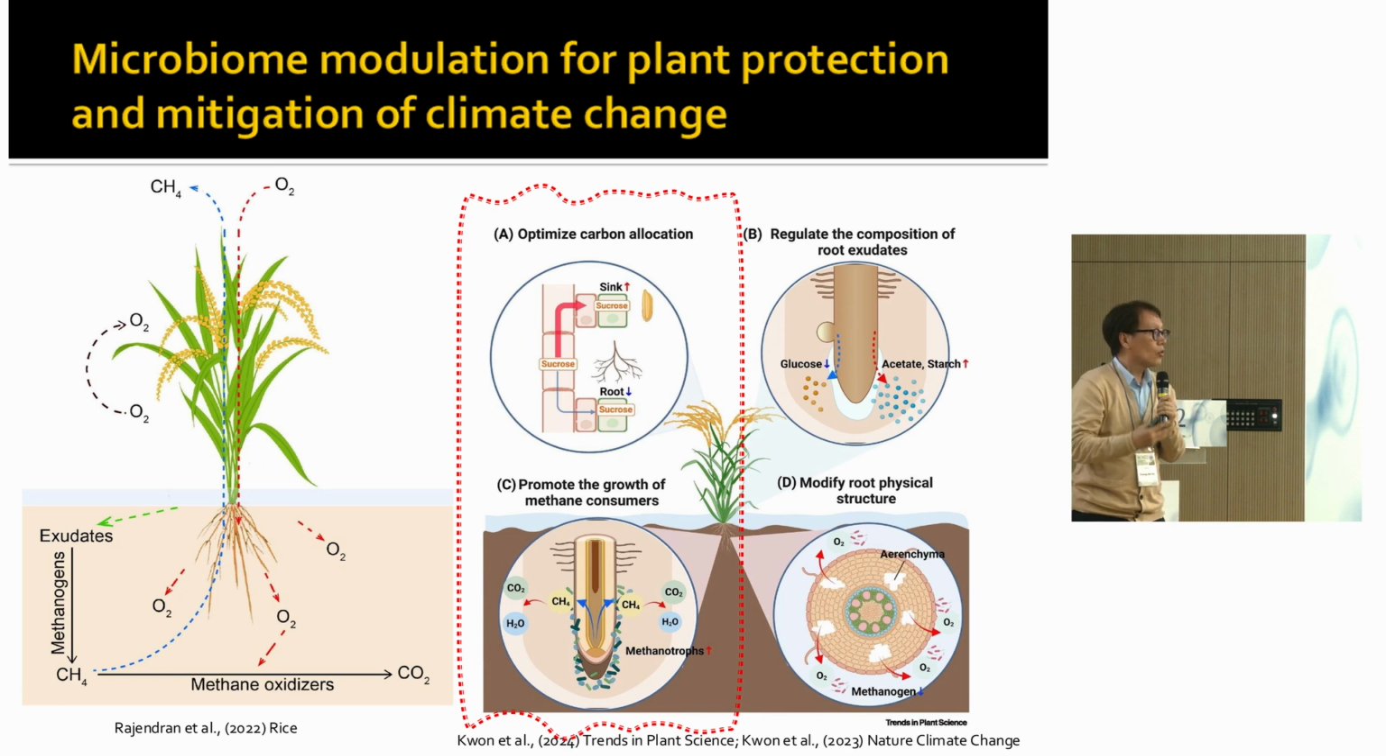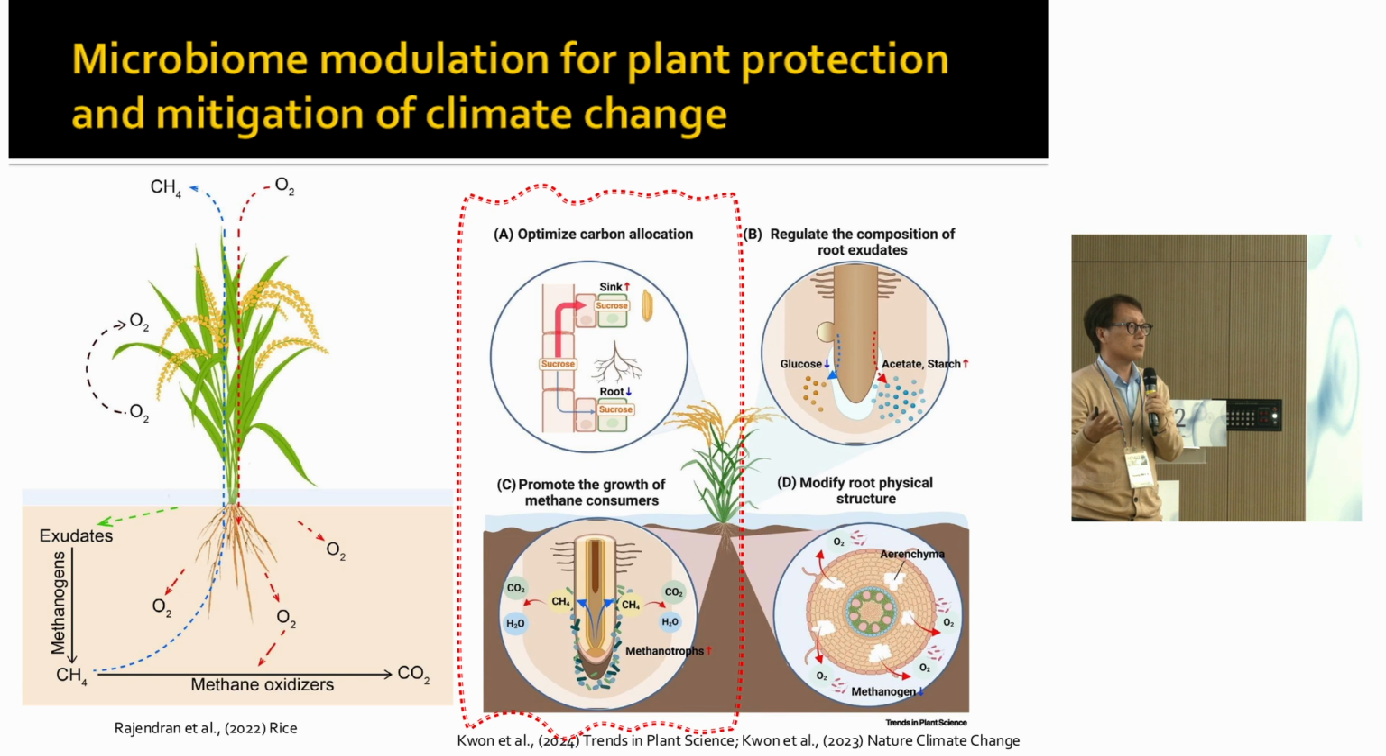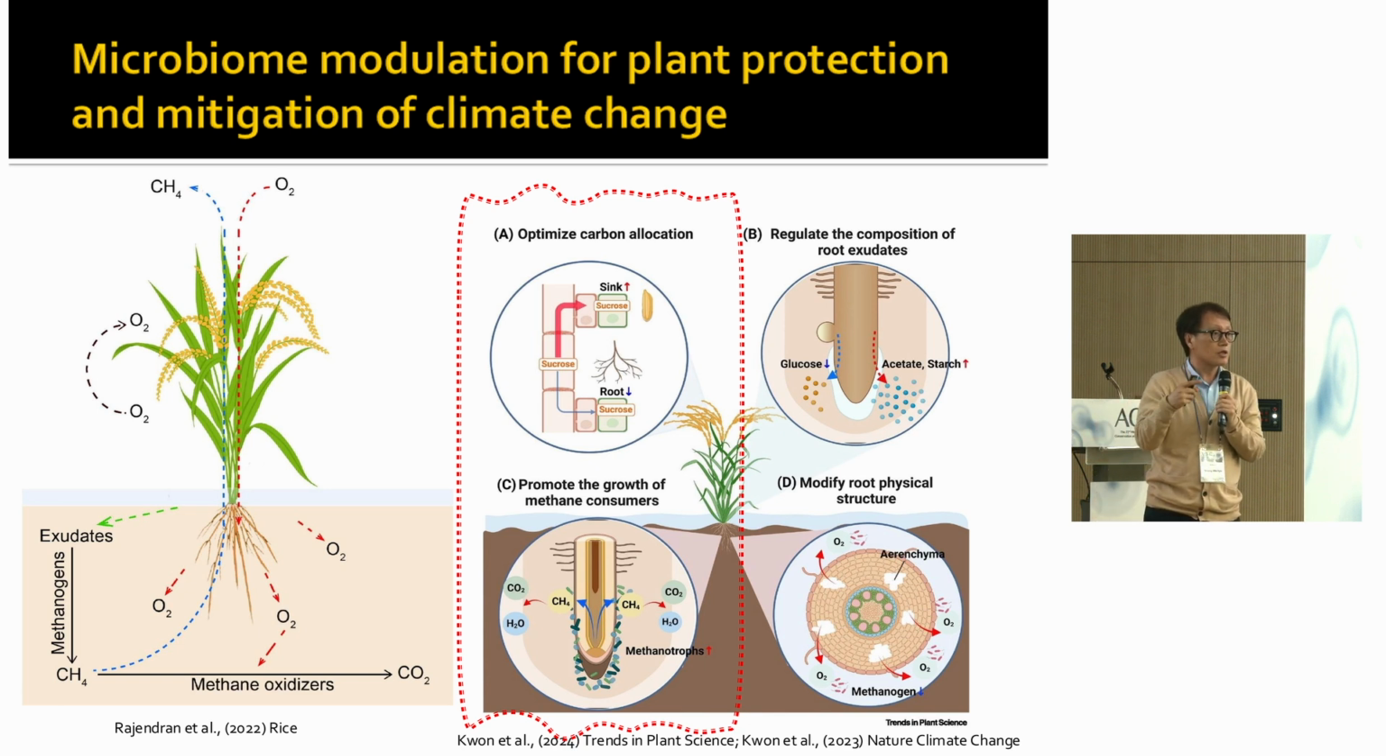So we changed our concept. We tried to isolate helper bacteria of methane consumers. We isolated heterotrophs like Burkholderia and Bacillus. Certain Bacillus and Burkholderia species significantly help methane consumers' growth. So we can successfully reduce methane emission even in the field.